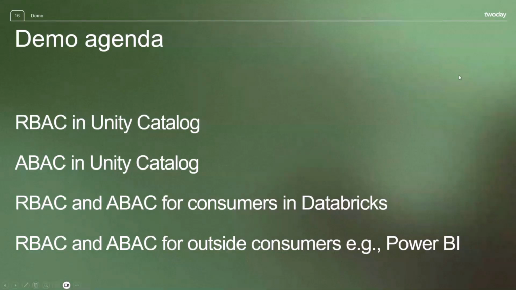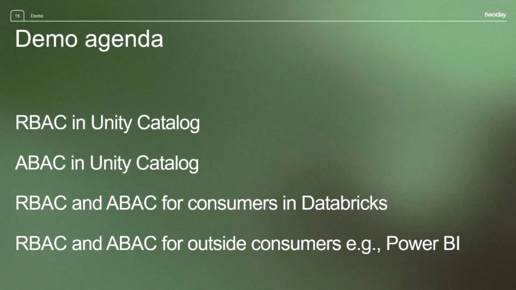All right, so enough talk. Let's see some of this in action. There are 4 topics I would like to try and cover. The first one is going to be fairly short: I'm just going to show you how classic role-based access works in Unity Catalog. Then we're going to dive into the attribute-based part and look at how to actually implement it. Afterwards, we're going to take a look at how it works in practice, both inside of Databricks, but also how you can ensure that it works outside of Databricks.